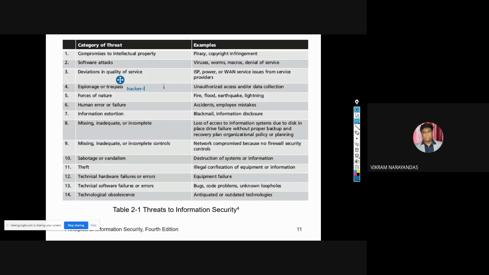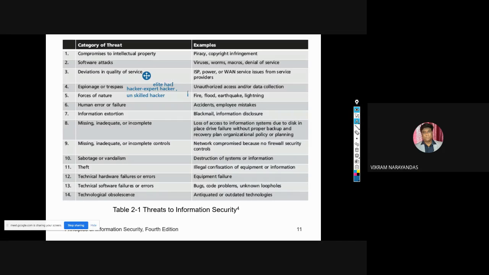Generally, there are two skill levels among hackers. One is the expert hacker. The next one is the unskilled hacker. What is an expert hacker? Time is running out. An expert hacker is also called an elite hacker.